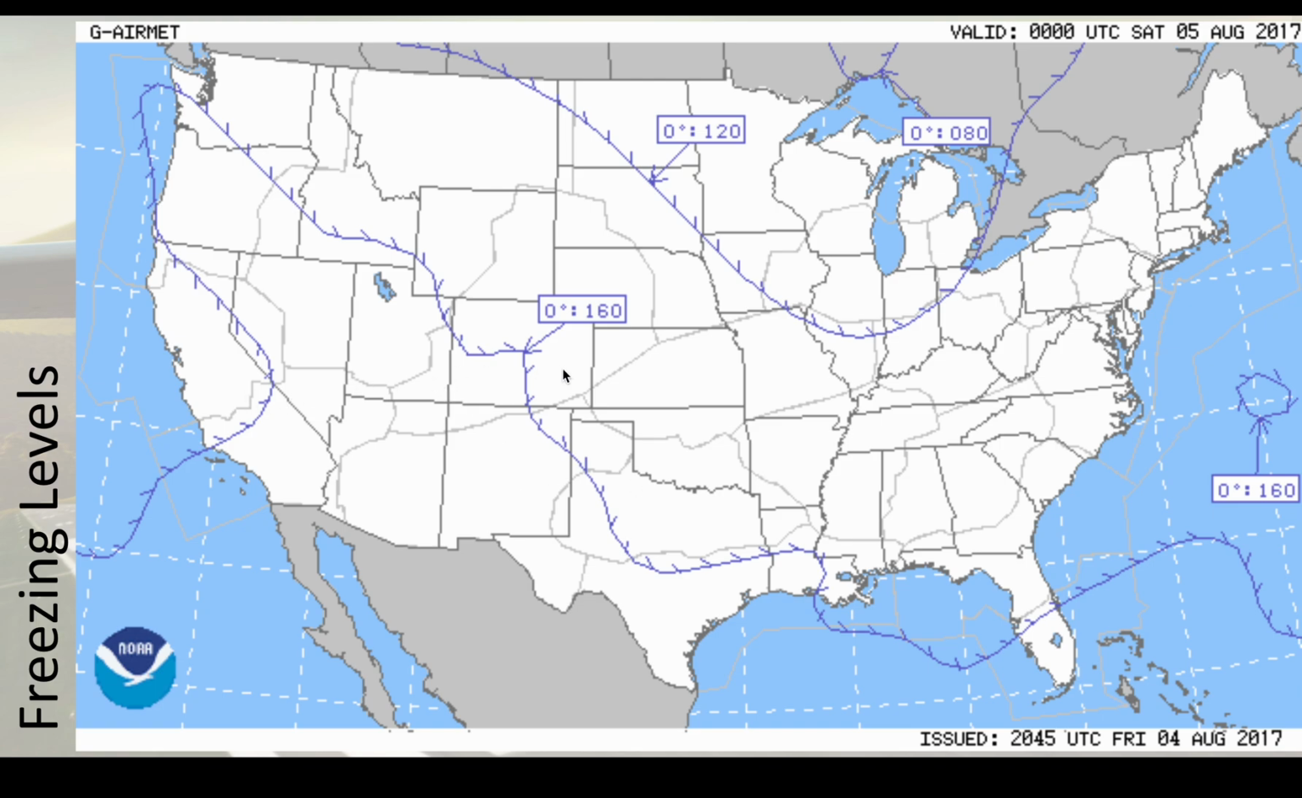Freezing levels are pretty straightforward. It's just telling you that north of this line will be a freezing level at 16,000 feet, north of this line 12,000 feet, north of this line 8,000 feet. So it's giving you a rough idea of where the freezing level is. It's basically plotting where 0 degrees Celsius is around the country, and saying if you're north of that line, it's probably going to be at this altitude or higher up there.